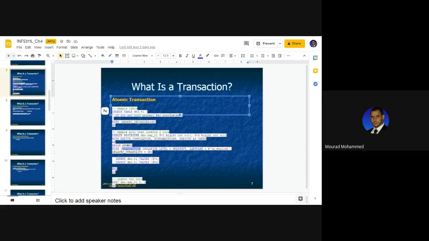Isolated in the sense of blocking all the other transactions or all the other requests from stopping the execution of the content of this transaction. So it has to be finished first, then it will go to another process. Isolation.